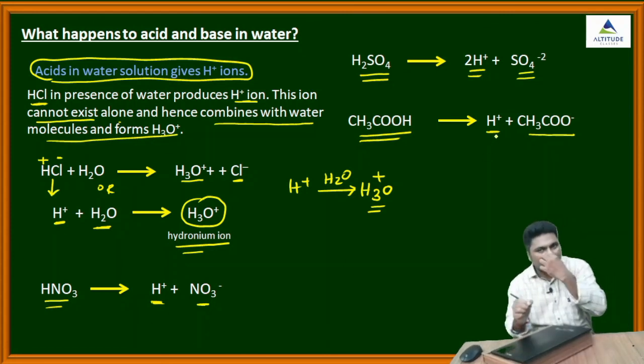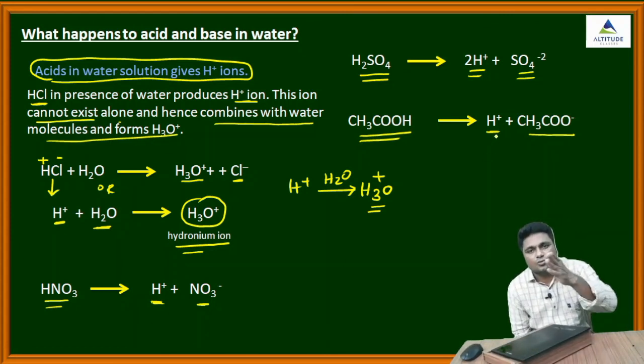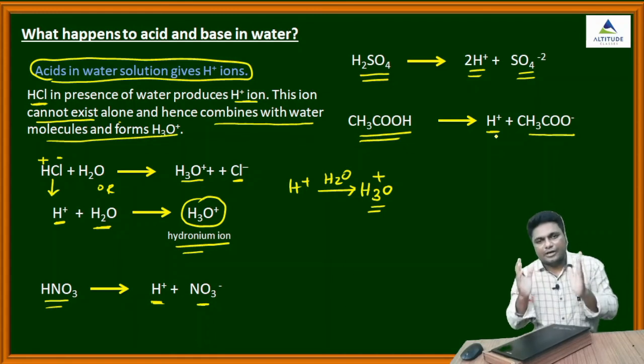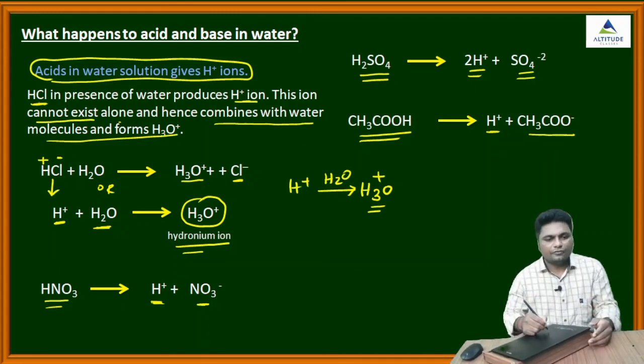Understood? So what happens when acid is added to aqueous medium? Simple. Acid gives H plus ion, and that H plus ion alone does not exist; combined with the water molecule it exists as a hydronium ion. Very good.